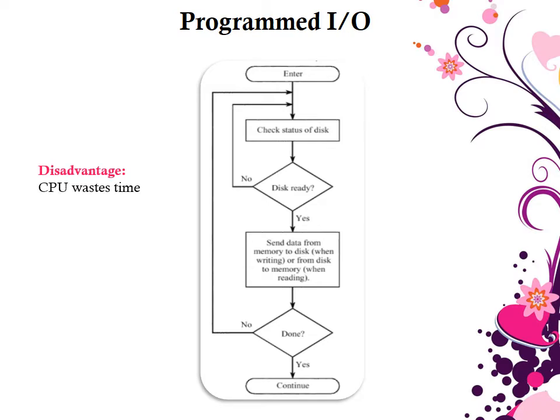The disadvantage is that the CPU will be wasting time. It has to wait and see whether the disk is ready or not. Until the disk is ready for the reading or writing process, the CPU has to wait. So the CPU wastes time. That is the disadvantage. The advantage of using this particular process is that it is very simple to implement. If the disk is ready or not, if it is ready, we can go for processing. So that is the advantage of using programmed input output.